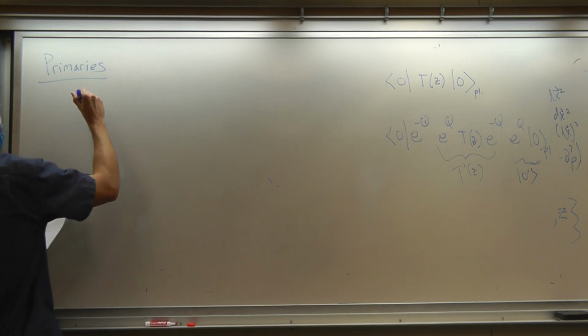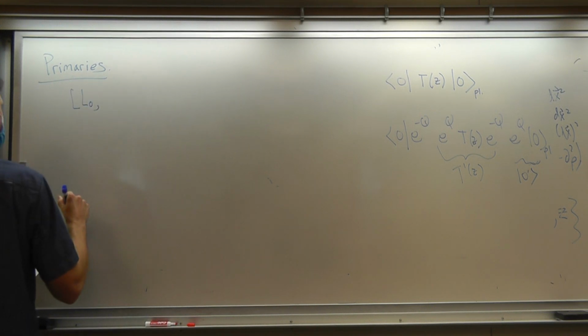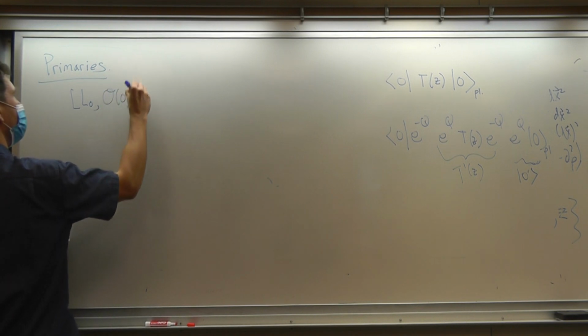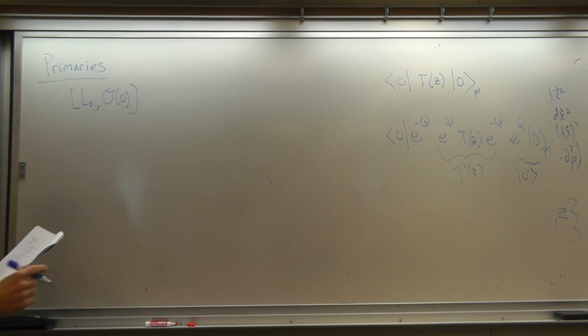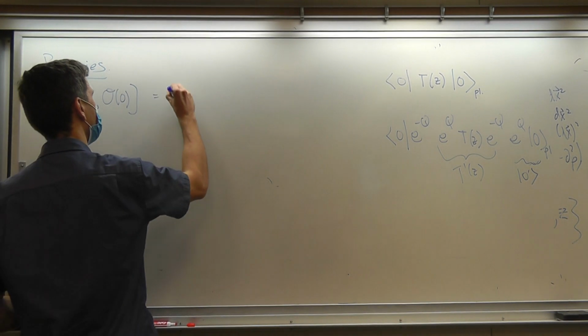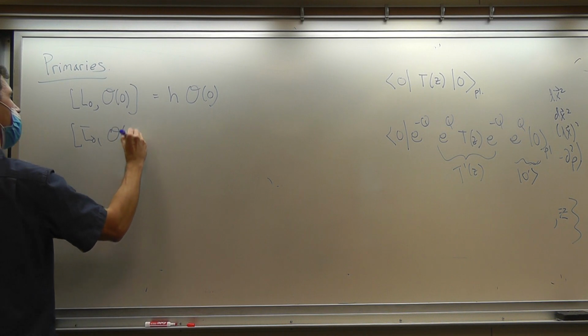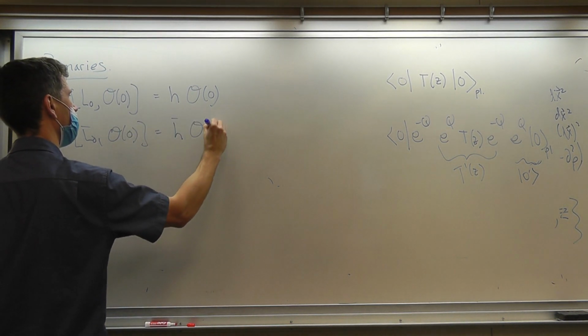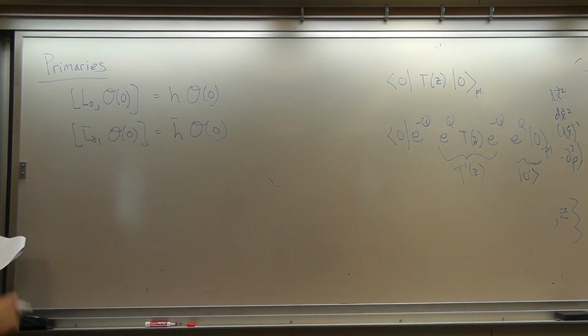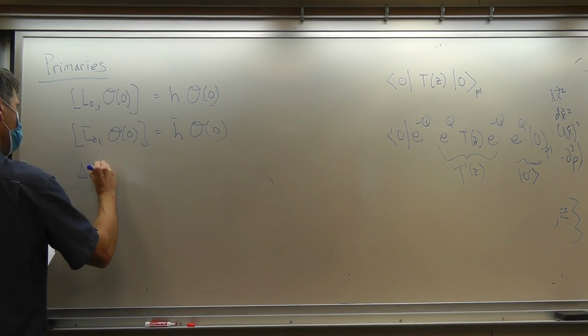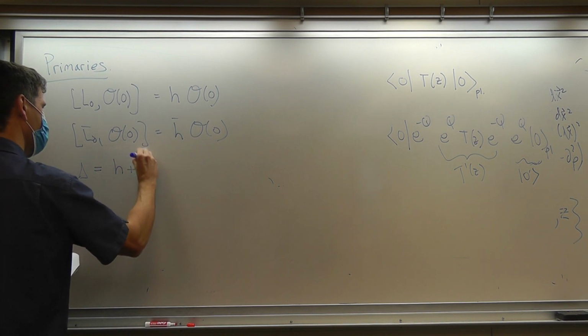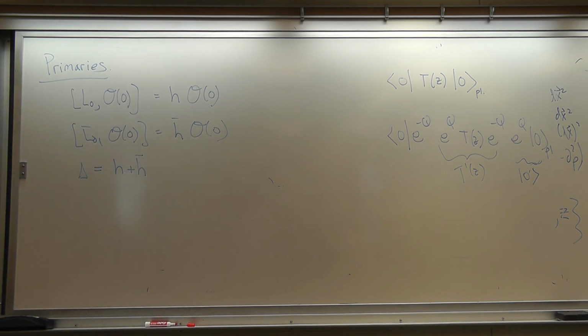Okay, so primaries in higher dimensions were eigenvectors of the dilatation operator. In 2 dimensions, for most purposes, you can think of the dilatations acting separately on z and z bar. So you have your L0 eigenvalues and your L0 bar eigenvalues. Those eigenvalues are called h and h bar. And so the scaling dimension delta is h plus h bar, because that's L0 plus L0 bar.